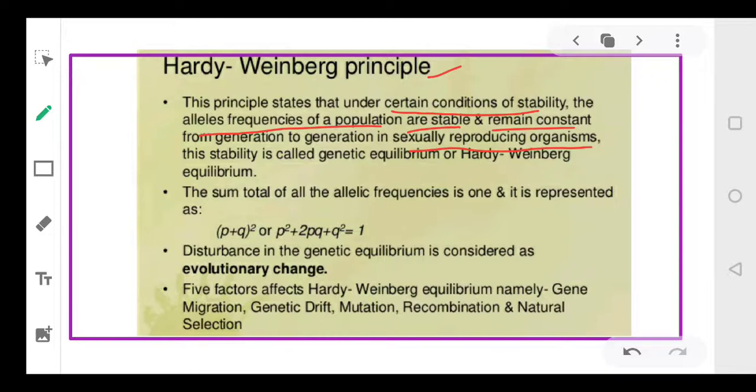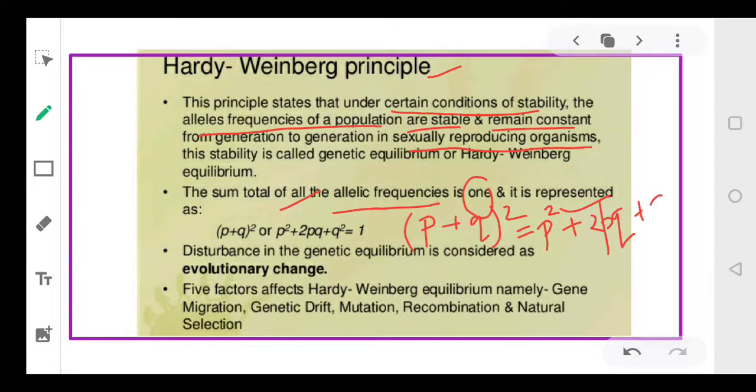The sum total of all allelic frequencies is 1. Means if you add all the frequencies, that will be equal to 1, and it can be written as (p + q)² = p² + 2pq + q² = 1. So this is an expression which gives you the formula (p + q)². If we expand this, (p + q)², it will give you exactly the same formula, p² + 2pq + q² = 1.